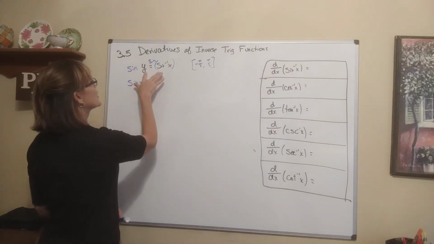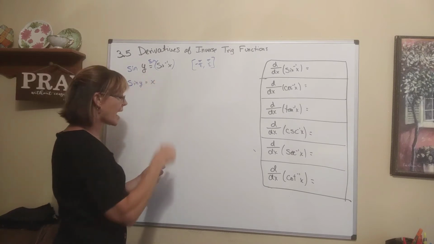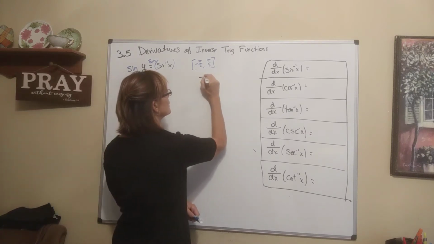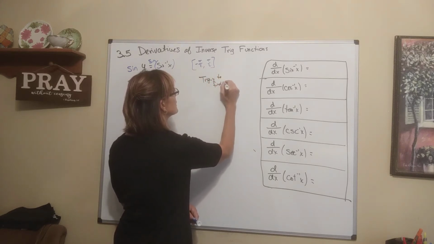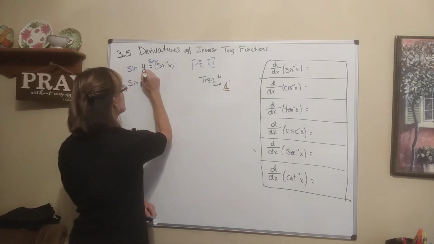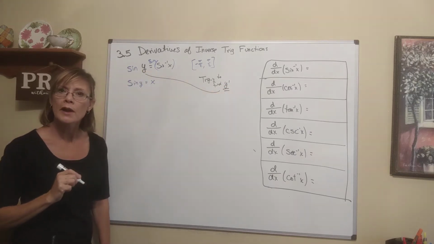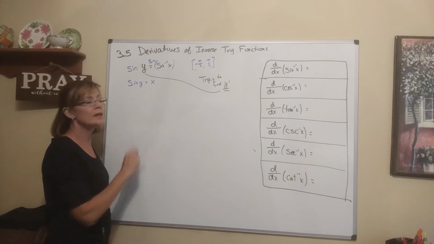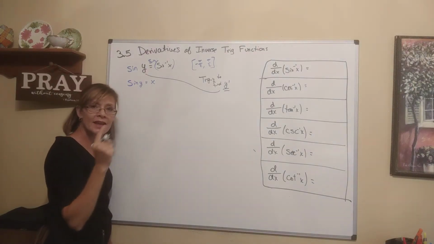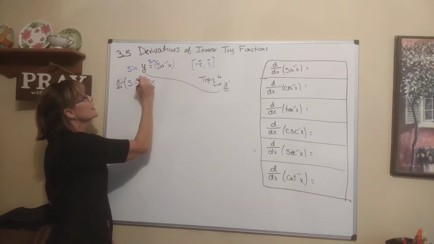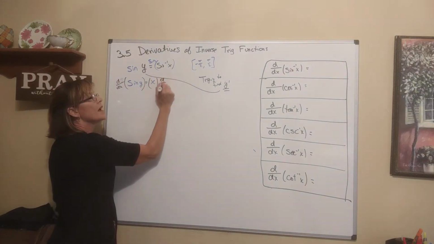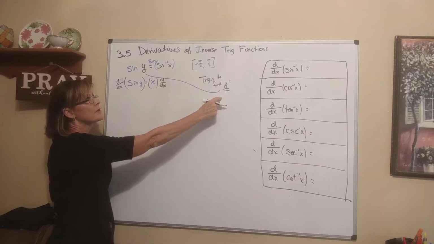If y is equal to sine inverse, look at the black part, what we're after is, we're trying to find y prime right here. That's what we're after. Well, you know what we can do is we can take this equation and find dy dx, we can take d dx, the derivative with respect to x of both sides of this. And then it will help us solve for this derivative of inverse sine.